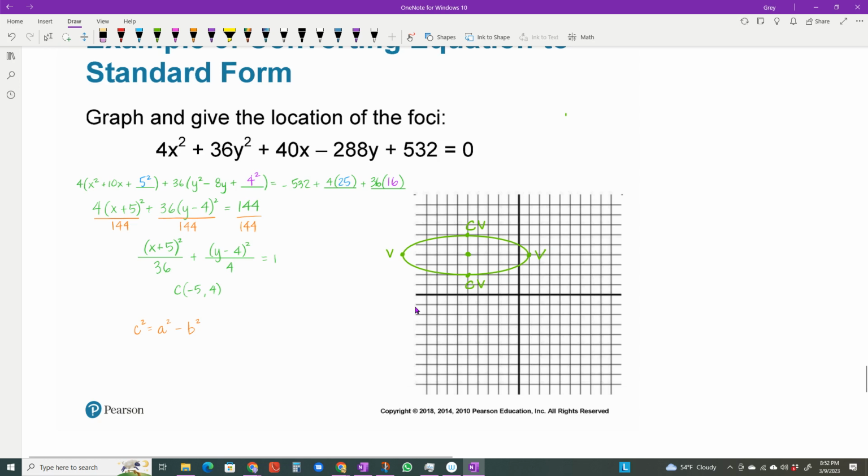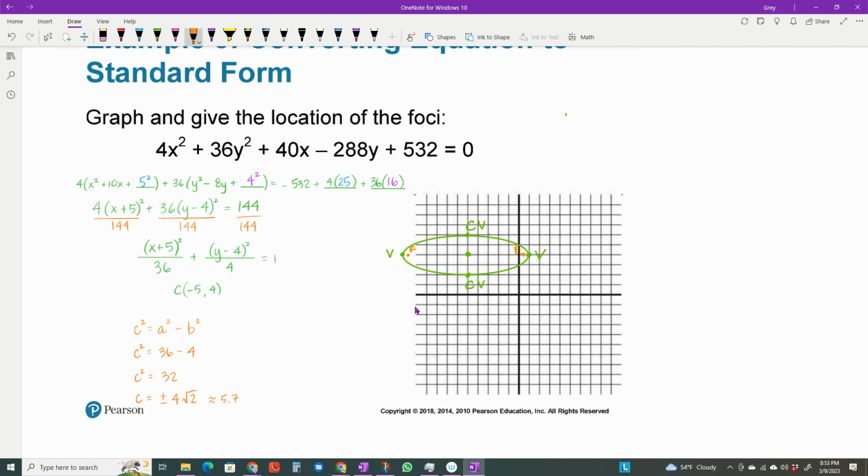Subtract the bigger minus the smaller. So c squared equals 36 minus 4. C squared equals 32, which is plus or minus 4 square roots of 2. Now, that's approximately 5.7. And the reason I'm telling you that is because if I go and plot that, 5.7 is like right there in one direction. That's a focus. And over here in the other direction, that's a focus.